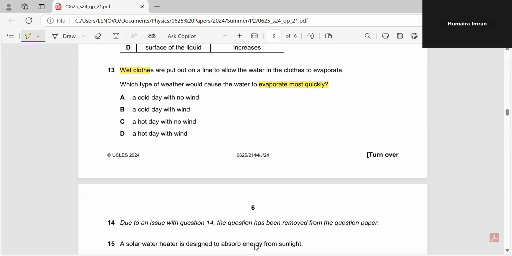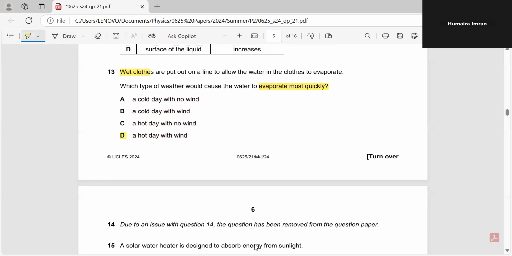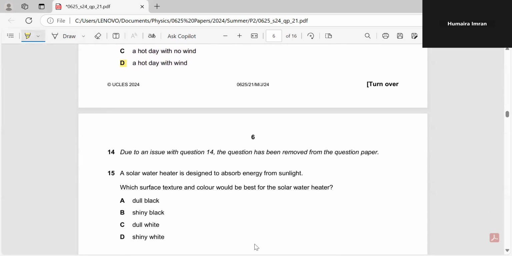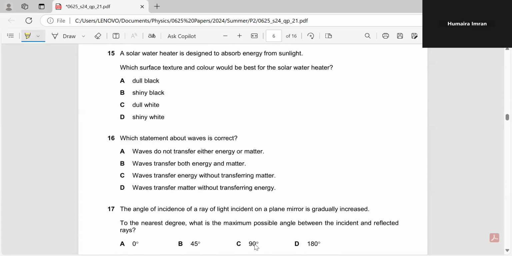According to the given conditions, if you see here, they are just explaining the temperature and wind in these options. These two things are there, and both of them should be present to increase the evaporation rate. So how to increase it? Here, if you see, that is the D option. A hot day with wind can increase the evaporation rate. So that is the D option only. Okay. Next question. Question number 15.